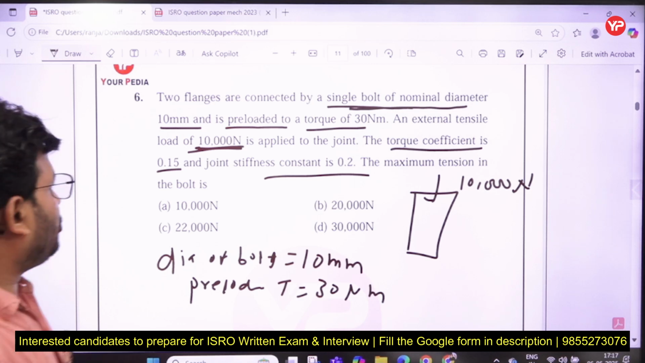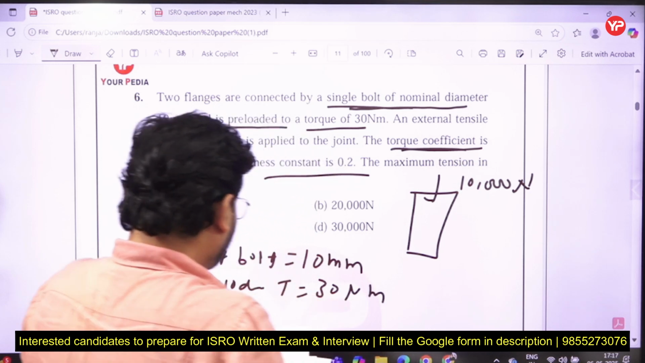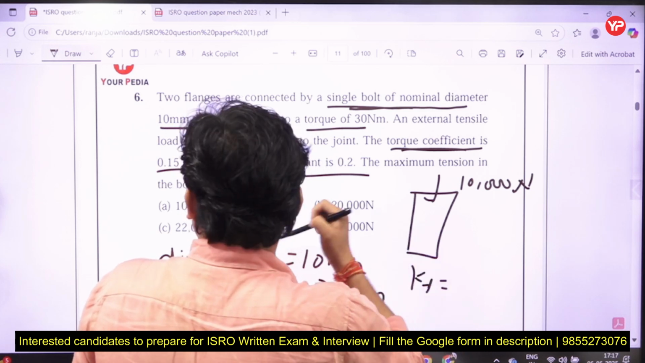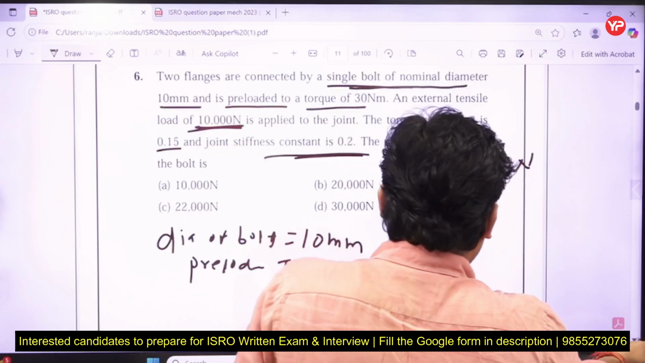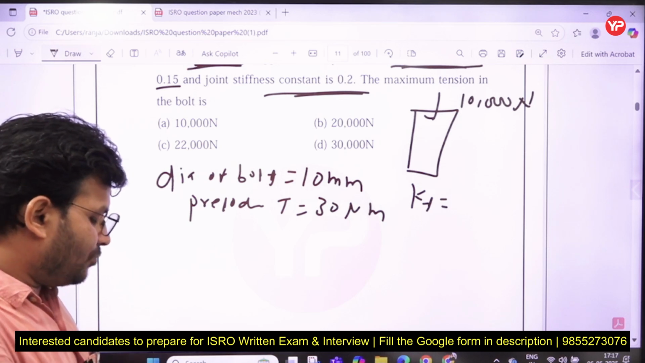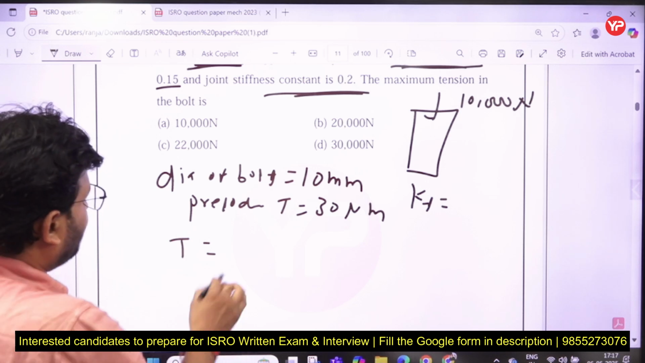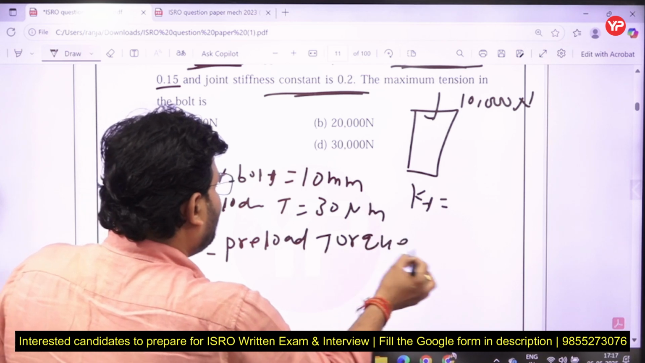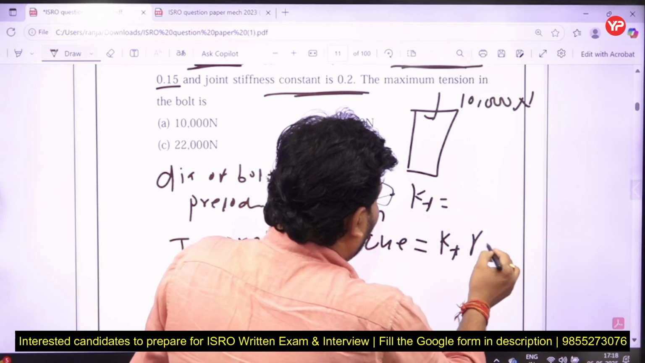And in the question the torque coefficient is also given, my dear friends. The torque coefficient, simply we can say KT, is given, and the stiffness constant is also given. The maximum tension in the bolt you have to calculate. So the maximum tension is basically because of two forces, Fi and Fe. Now first see, the preload torque is always given by T equals KT Fi into D.